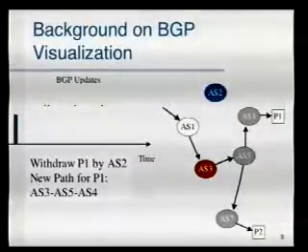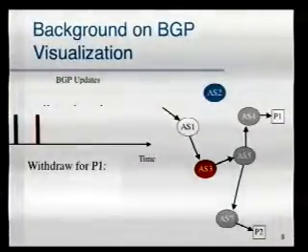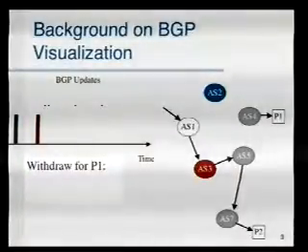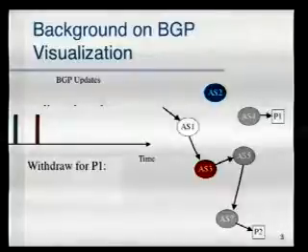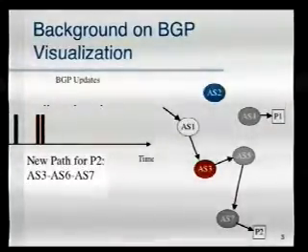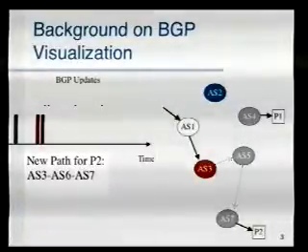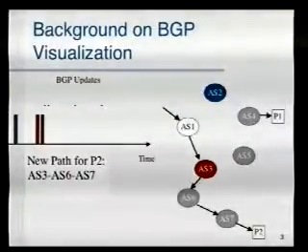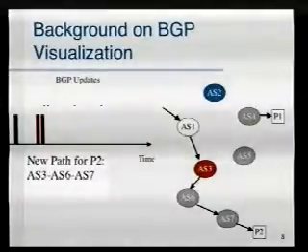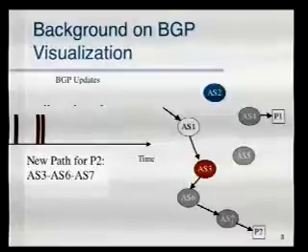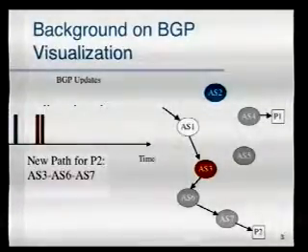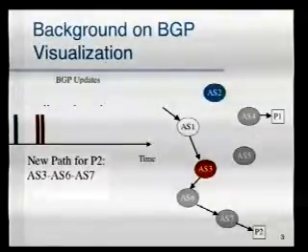Then you have another update coming in from your red neighbor, which now withdraws the path to P1. So for your new path, there is no new path. And finally, you have a third update coming from the same neighbor, which changes the path for P2. And so a new path now becomes AS3, 6, and 7. So this is the kind of visualization that I'm looking at here. The only difference is that it's at a much larger scale. When we are talking about 3 updates, it's very easy to just draw it out and lay it out.